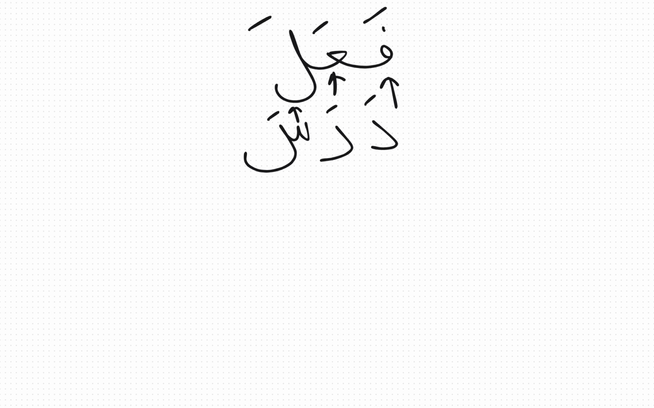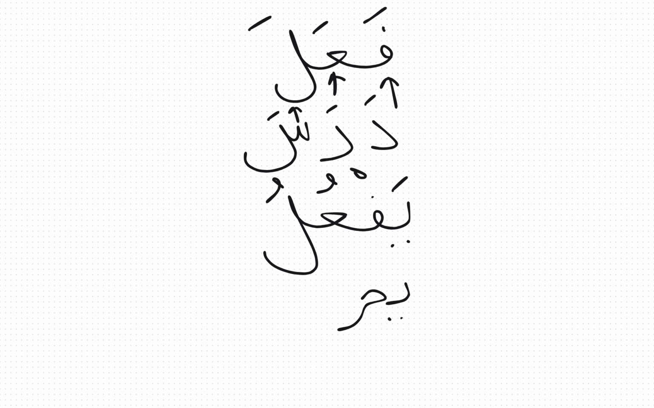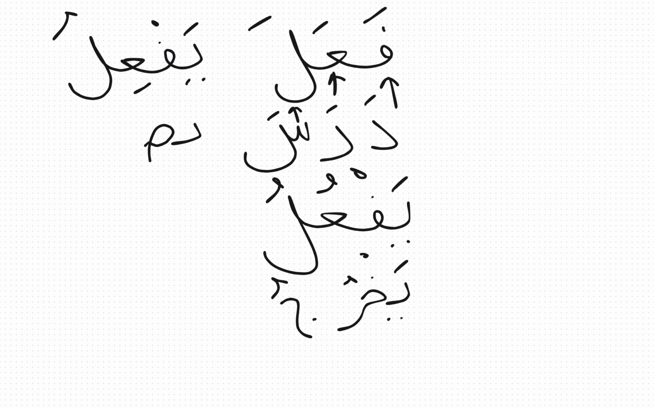All right, and you have different ones. So what we're focused on right now is obviously fa'ala. So fa'ala, yaf'alu, yaf'ilu, yaf'ulu, and it changes. So for example, we say yaf'ulu, which is like what? Yakhruju or yadkhulu. So it follows that pattern. All right, and you have yaf'ilu, yadribu. So you see it follows the same pattern. And this is what we use this for, to show the pattern.